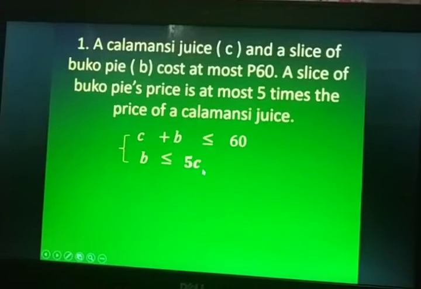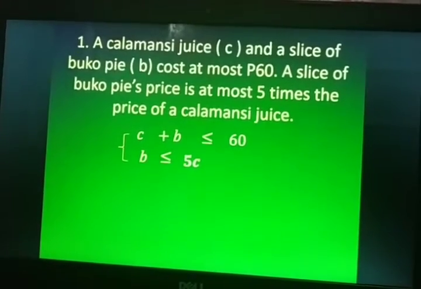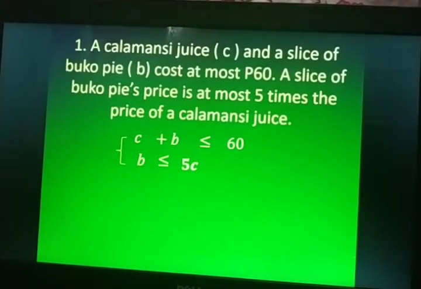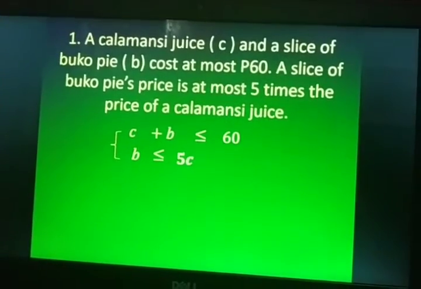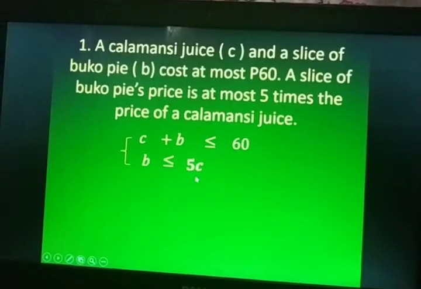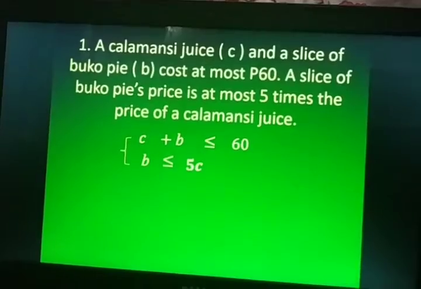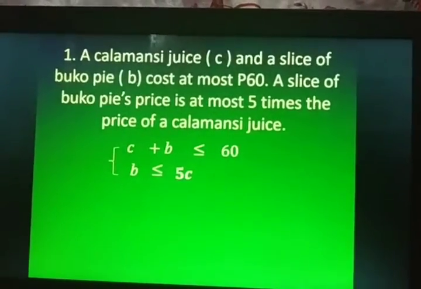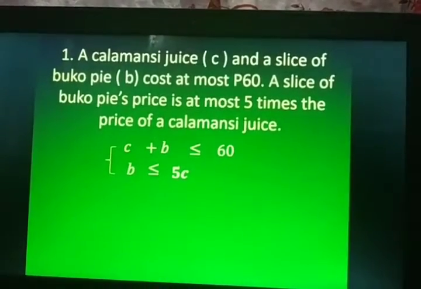One buko pie is at most 5 times the price of calamansi juice. We do not know if the price of calamansi and buko pie are the same. But buko pie is more expensive, since one buko pie is at most 5 times the price of calamansi juice. Okay? You should really know how to interpret the problem first.